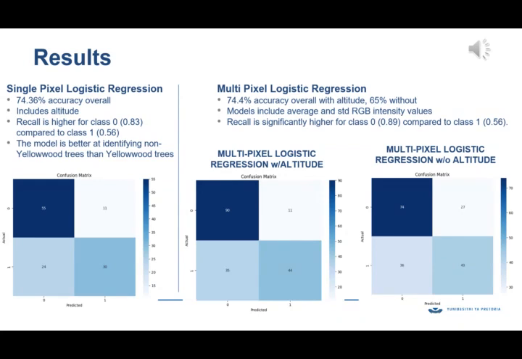However, it must be noted that not all yellowwood trees were labeled in the initial fieldwork, so it is possible that some of the false positives actually represent yellowwood trees. More so, the yellowwood tree coordinates can be off by 4 meters, impacting the model's performance of the single pixel and multi-pixel logistic regressions.